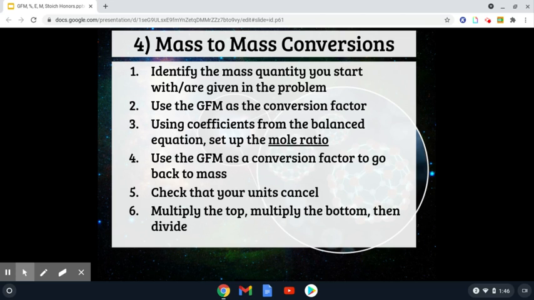So up until now, we've just been doing one-step conversion factors, converting from moles to mass, mass to moles to molecules, etc. Those conversion factors were done in order to set us up for this mass to mass conversion factor. And this is the actual practical use of stoichiometry.